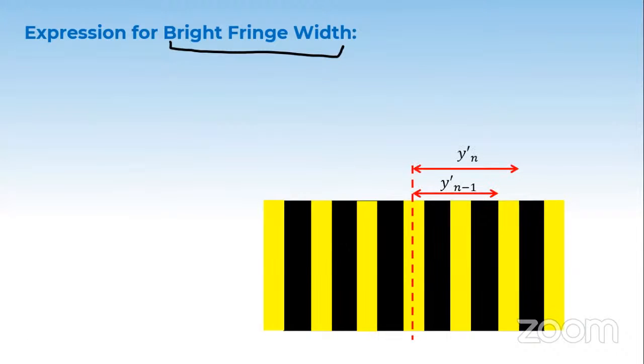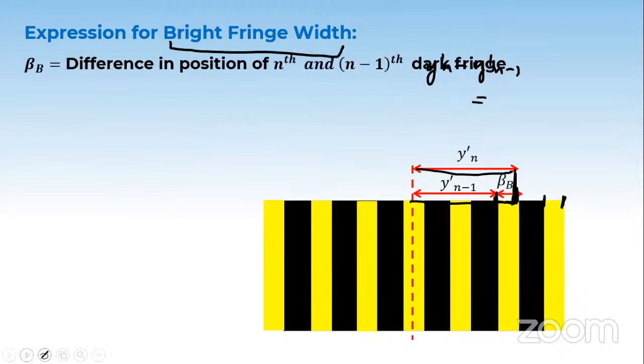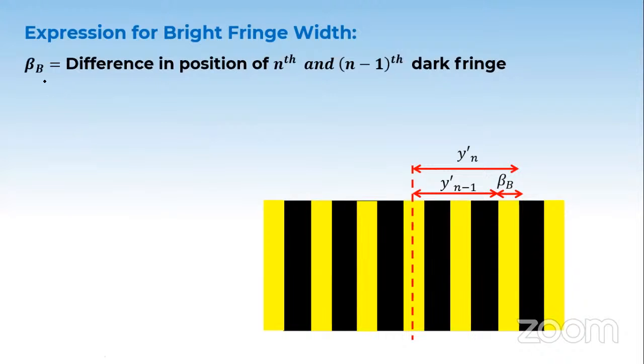Suppose you take a distance y_n up to the bright fringe, and then a distance y_(n-1), just where this dark band ends. If you subtract y_n minus y_(n-1), you will get the width of this bright band here, which is given by beta. That is, beta is nothing but the difference in the positions of the nth and (n-1)th dark fringe. This is the fringe width.